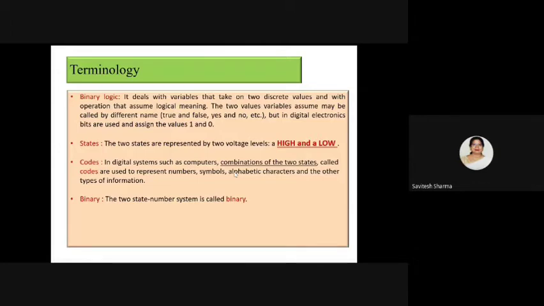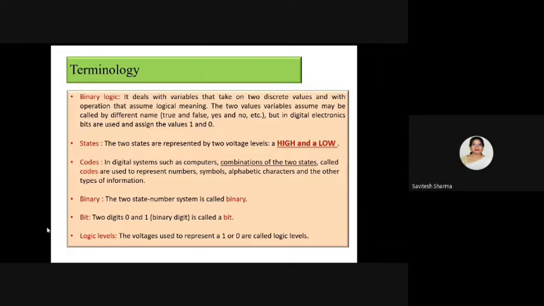Next is binary. In digital, we are using a 2-state number system that will only use the symbols 0 and 1. Binary explains itself: bi means 2. It is a number system that uses only 2 states. The digits 0 and 1 are called bits.